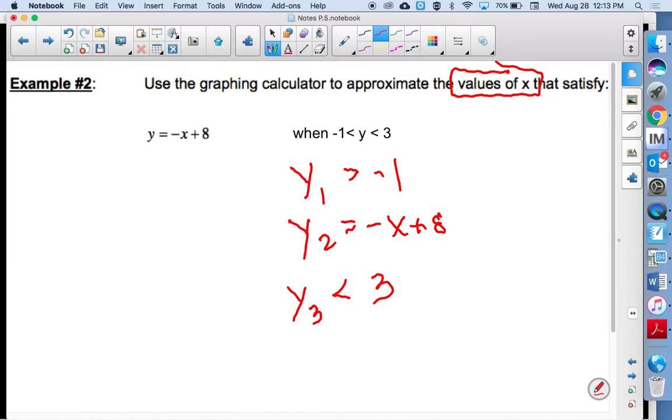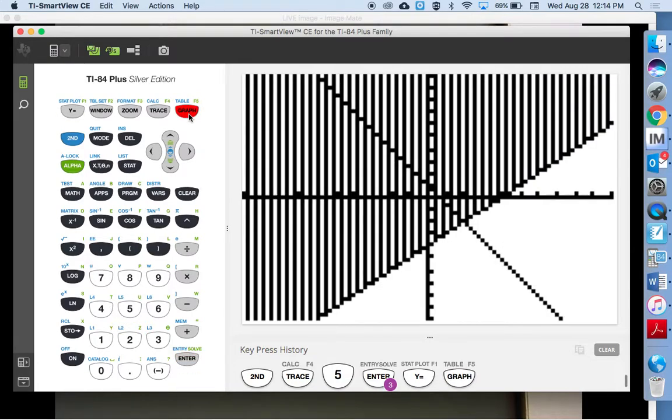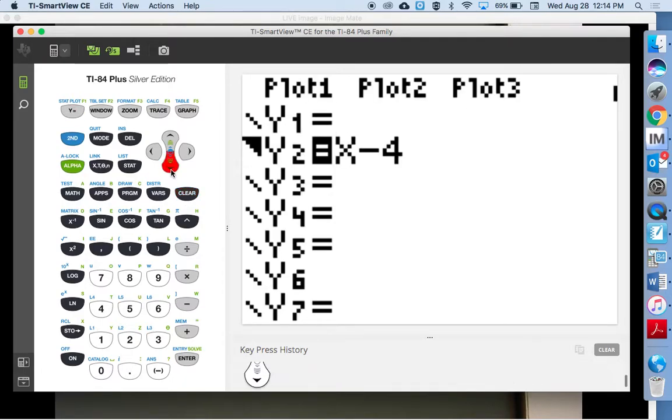So the left number is negative 1. The y in the middle represents the equation that we're working with, because that equation is supposed to be in between these two numbers. And then the one on the right is the 3. So we're going to see if we can try and get the calculator again to shade. So if we look at these in the calculator, I'm not going to worry about doing any of the shading at first. I just want you to see what the graph looks like.